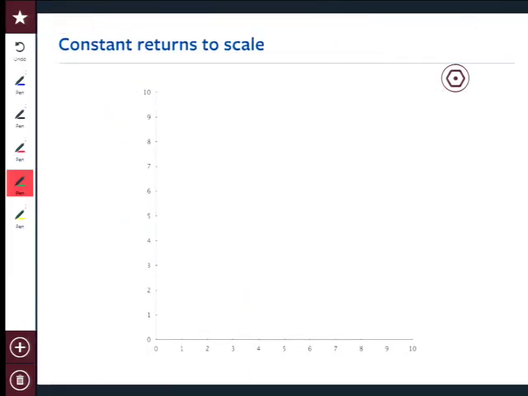Constant returns to scale. What does a constant returns to scale production process look like? It looks something like this. Also a favorite exam question of mine. What you want to do is you want to draw something where you can easily double all inputs. So I usually start with 2, 2, right?